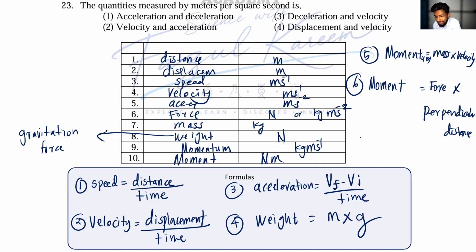Seventh one, F is equal to MA. Zubair, very good. Just check whether we have missed anything. Speed, velocity, acceleration, weight, momentum, and F is equal to MA. Momentum. Just check whether we have missed anything.